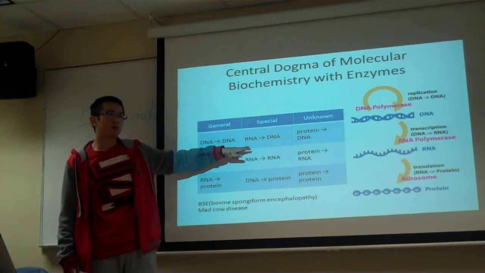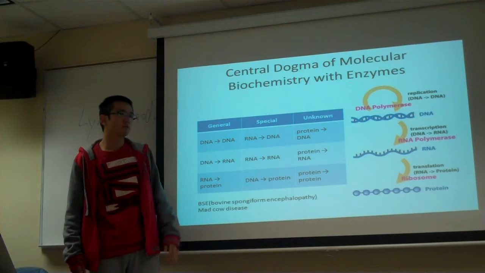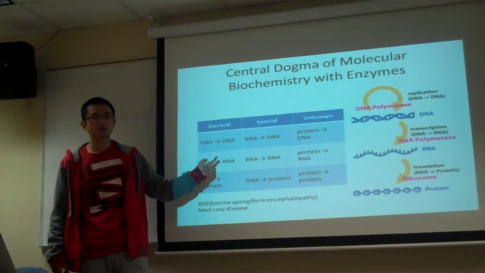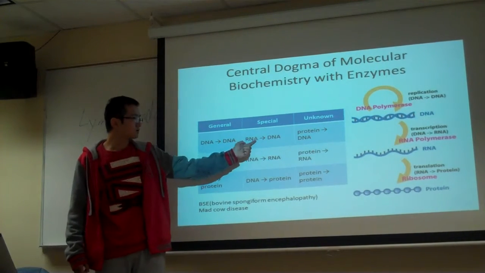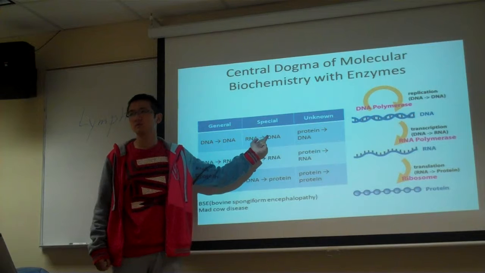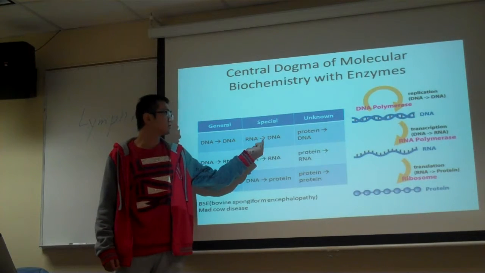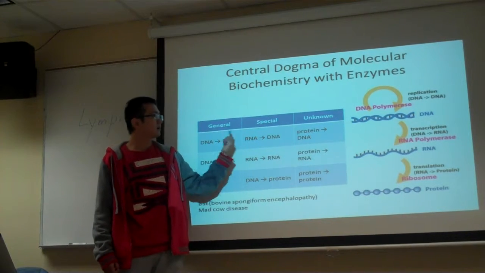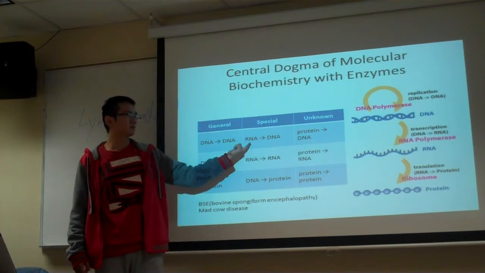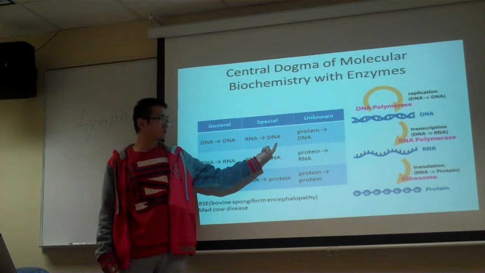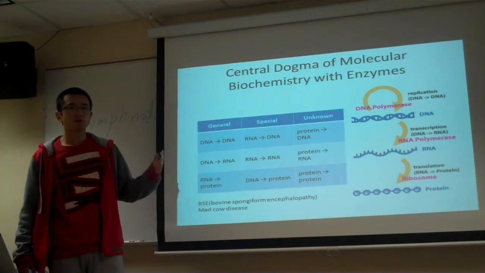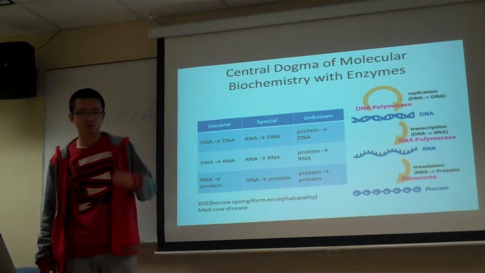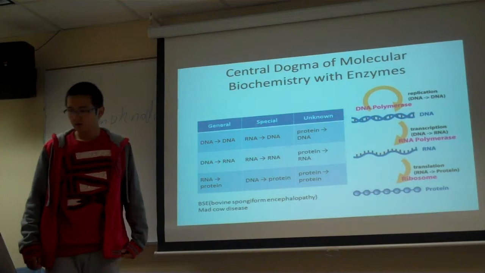The RNA can reverse this process. The normal process is called transcription, and this process is called reverse transcription. So this is a special path, and HIV's path is this, RNA to DNA. The gene of the HIV is RNA, and they reverse transcribe it into DNA.